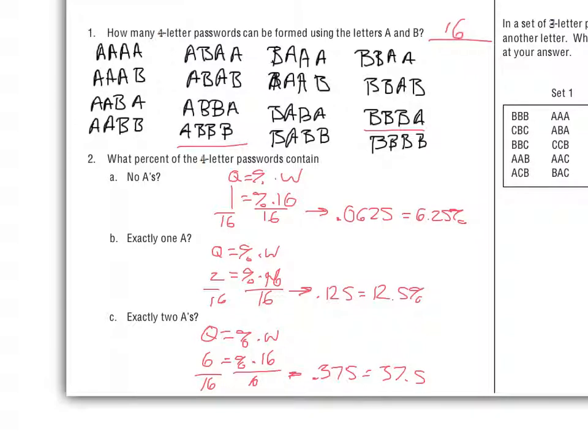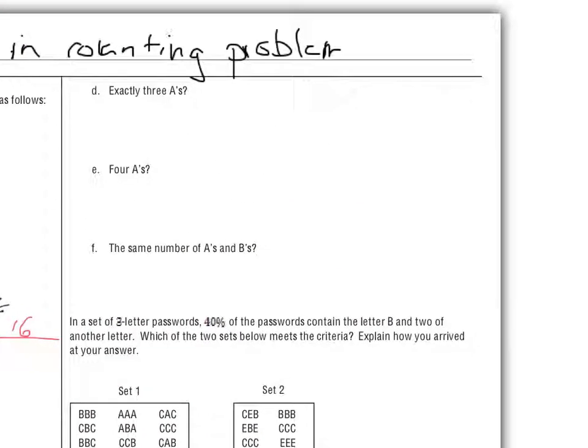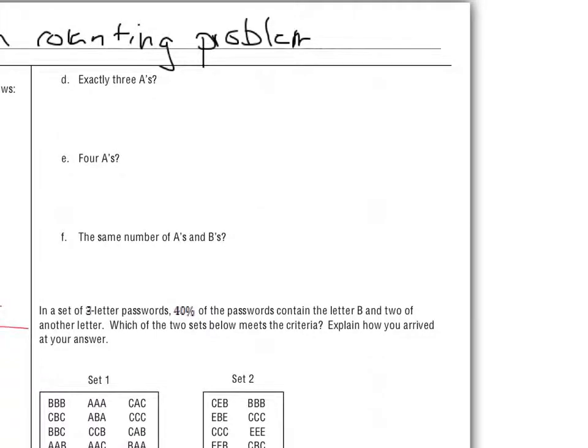For 2 A's, there are 6 of them, so we get 6 is equal to % times whole divided by 16, which gives me 0.375. Make sure that you've gotten these 3 up here done as well before you check them using the video again.